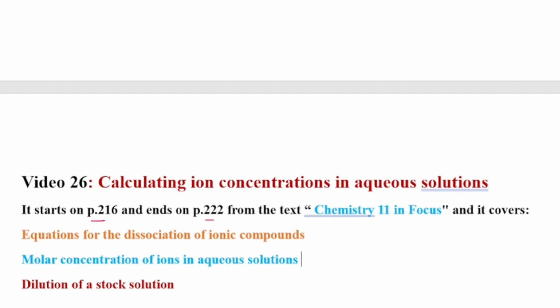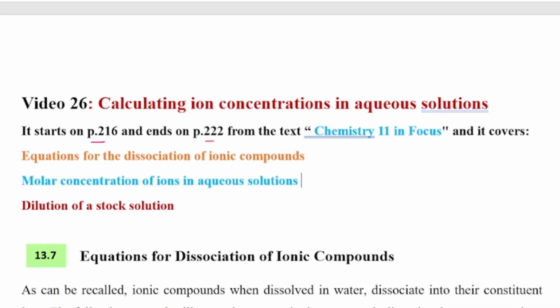Today our lesson deals with calculating ion concentrations in aqueous solutions of ionic compounds. It starts on page 216 and ends on page 222 from the text Chemistry 11 in Focus. We'll be looking at equations for the dissociation of ionic compounds, calculation of molar concentration of ions in aqueous solutions, and dilution of a stock solution.